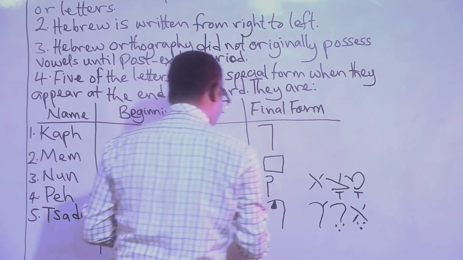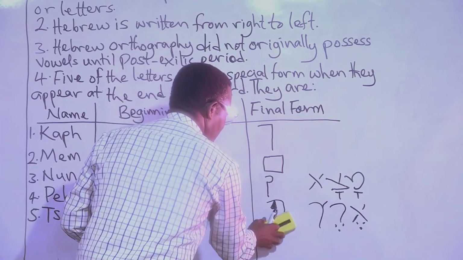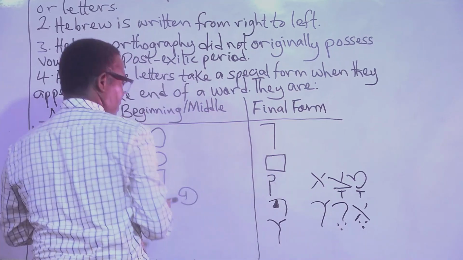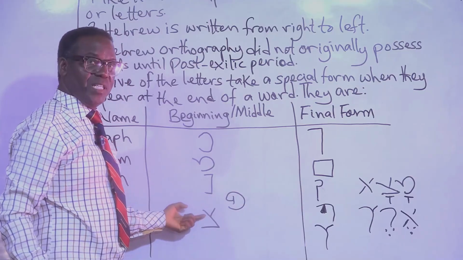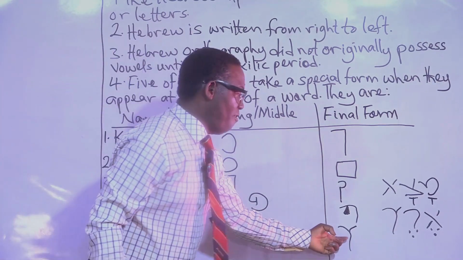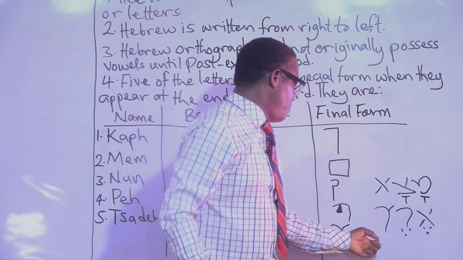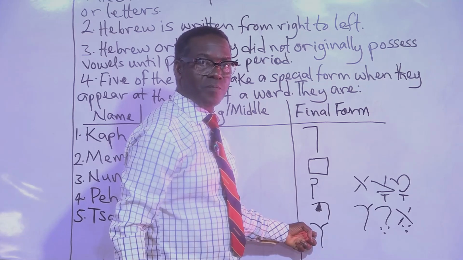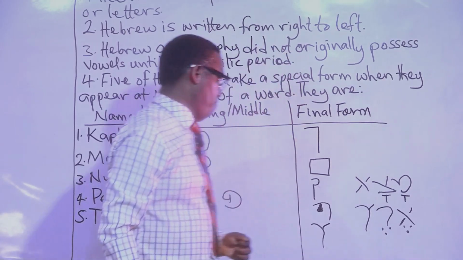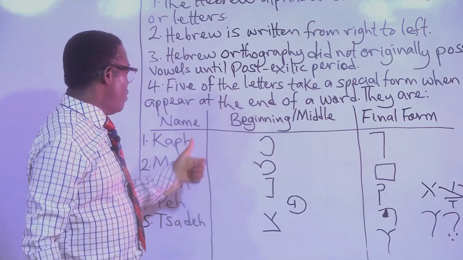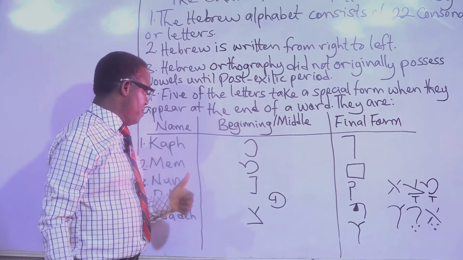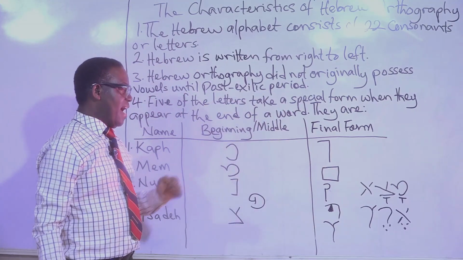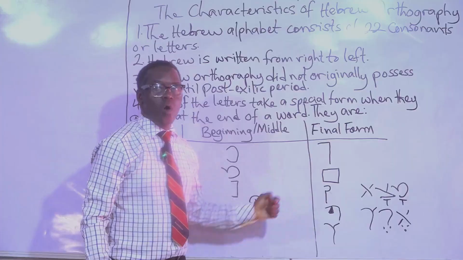This is the final form of tsade, which is the last one. Normal form at the beginning and in the middle. The final form in the word eretz, because it's the final letter here, it has to take the final form. So this is very, very important. Every learner must pay attention to these five letters that have a final form when they appear at the end of a word.